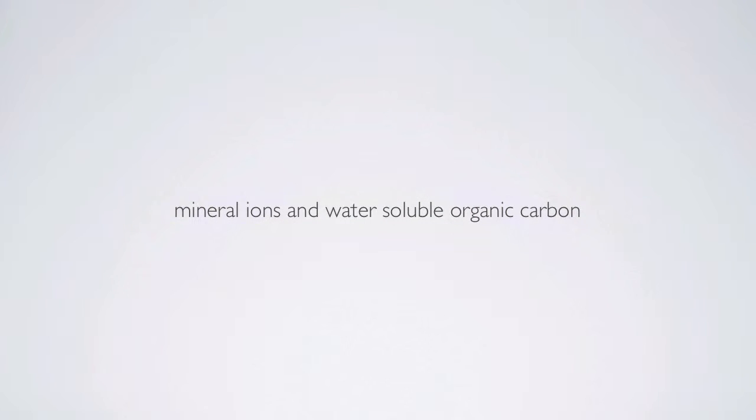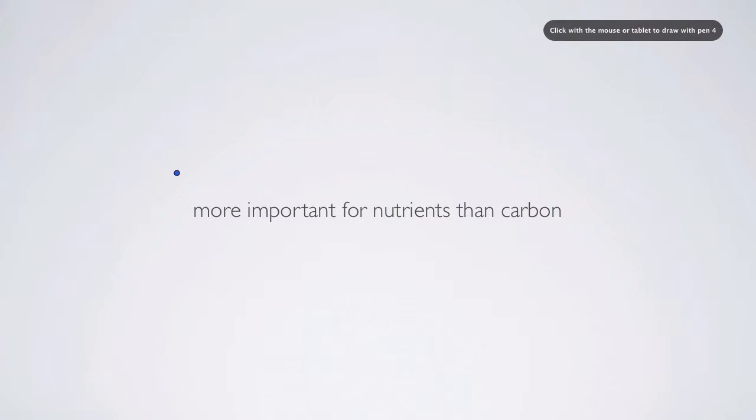Now, leaching is the removal of soluble material from litter, and that includes mineral ions and water-soluble organic carbon. So there's minerals that are going to be in the water that leaves litter, as well as dissolved organic carbon. In general, we think of leaching as being more important for nutrients than carbon, but substantial quantities of both nutrients and carbon can leave litter via leaching.